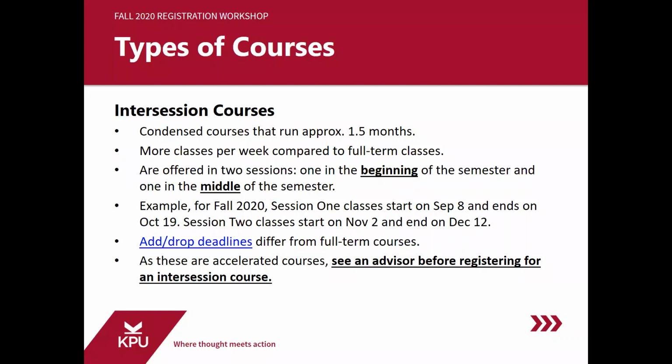And intersession courses are the ones that we also talked about, right? So the courses that are more condensed. So it only runs for approximately 1.5 months. And most classes have more classes per week in comparison to the full-term classes. So it can start on September 8th and end on October 19th. Or for example, for session 2 classes, it will start from November 2nd and end on December 12th.